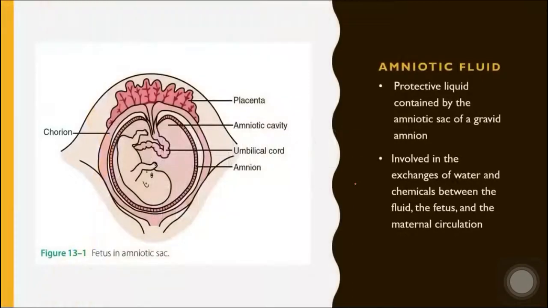Okay, next we have the amniotic fluid. Amniotic fluid is a protective liquid contained by the amniotic sac of a gravid amnion. The amnion is a protective membrane that encompasses a fetus, and it is lined by a specialized membrane called the amniotic membrane. The amniotic membrane will eventually expand because there is also an equivalent increase of the amniotic fluid. Amniotic fluid is involved in the exchanges of water and chemicals between the fluid, the fetus, and the maternal circulation.